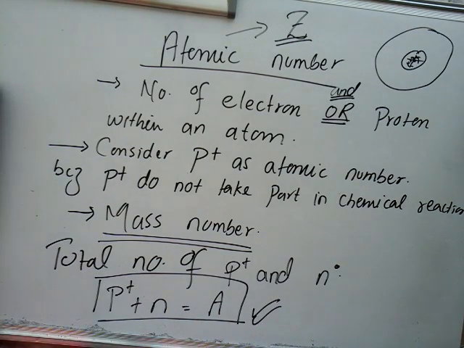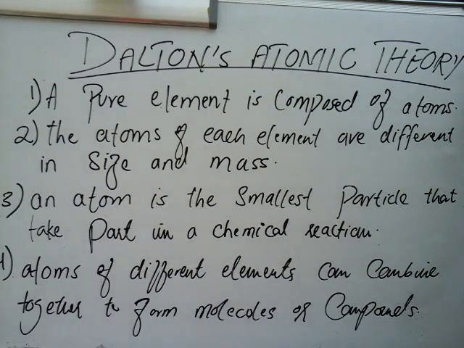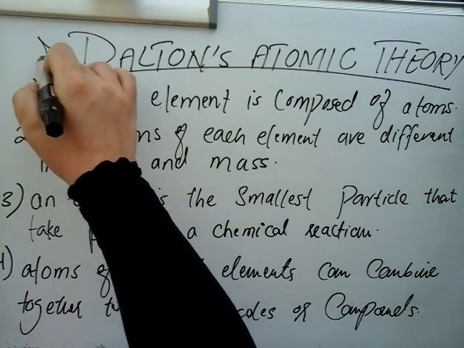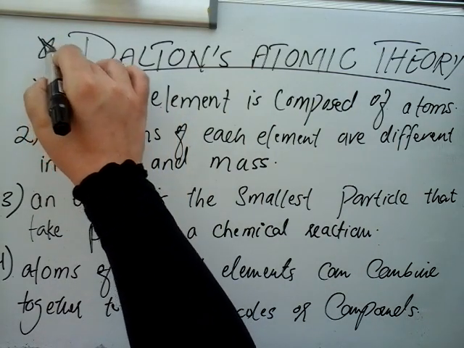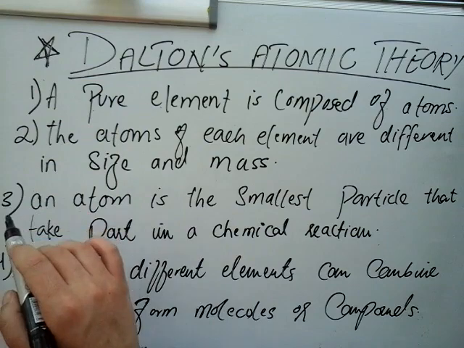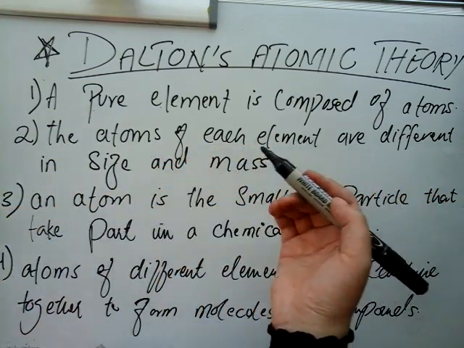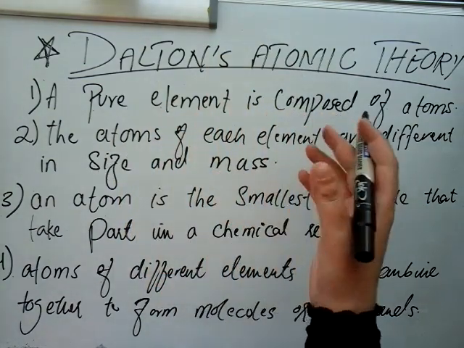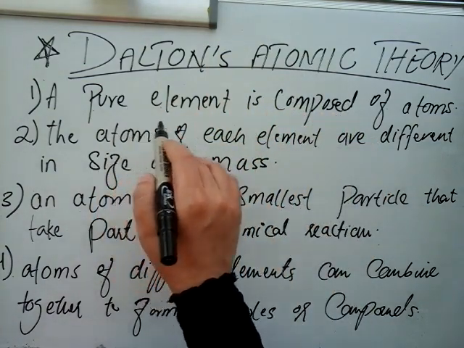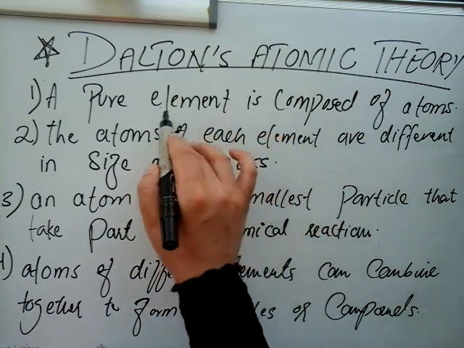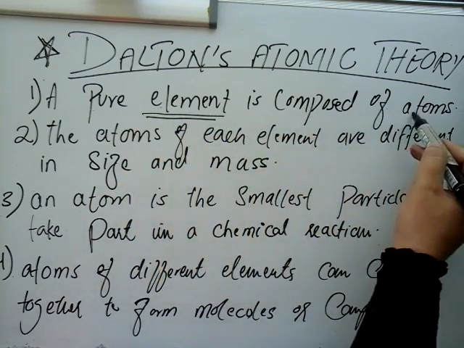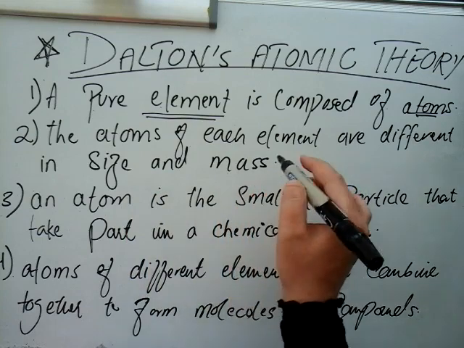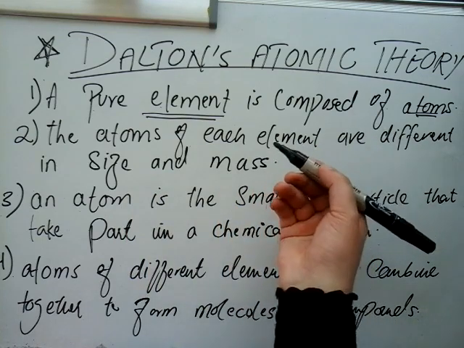Okay, so very important theory, that Dalton's atomic theory. It's very important. It's based on the atomic structure. After doing many experiments and research, Dalton, who was a scientist, proposed the atomic theory, and he says that a pure element is composed of atoms. Okay, an element is made up of atoms. The atoms of each element are different in size and mass. Okay, the atoms of each element, they are different in size and mass.